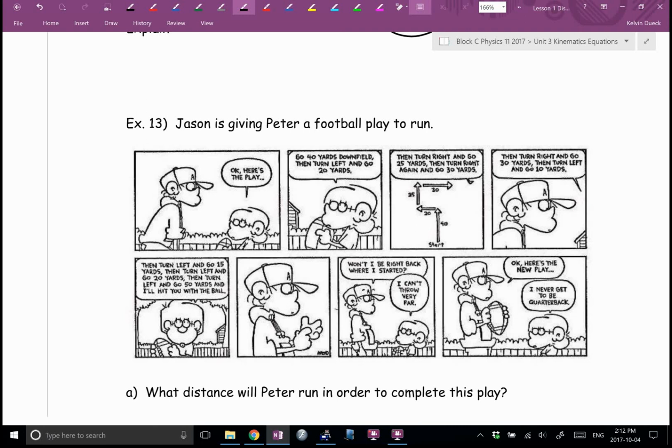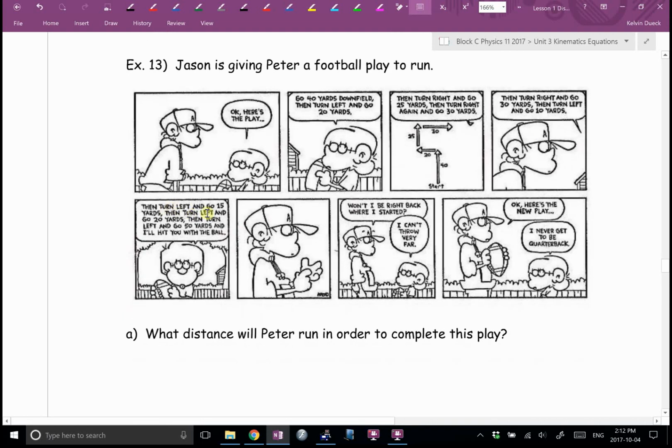In the comic strip Foxtrot, the youngest brother, Jason, is a nerd with whom I identify. Jason and his older brother, Peter, are playing football. Jason says, okay, here's the play. Go 40 yards downfield, then turn left and go 20 yards, then turn right and go 25 yards, then turn right again and go 30 yards, then turn right and go 30 yards, then turn left and go 10 yards, then turn left and go 15 yards, then turn left and go 20 yards, then turn left and go 50 yards, and I'll hit you with the ball.